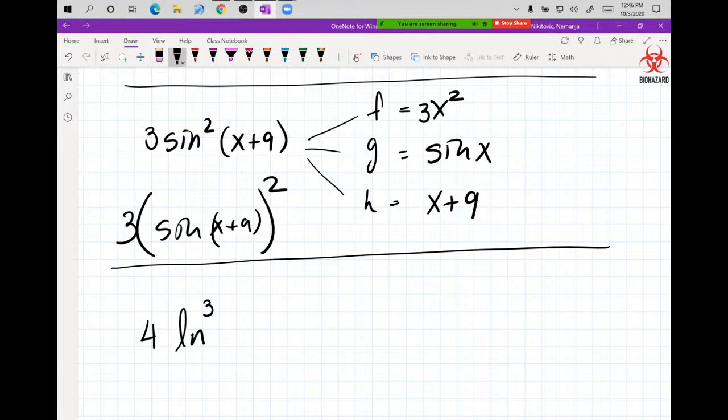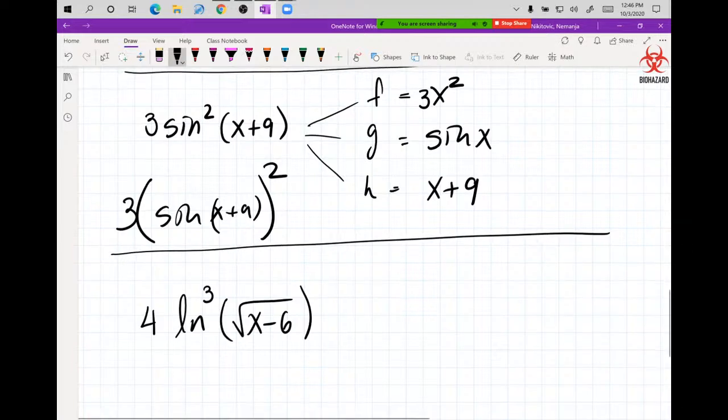4 ln cubed of square root of x minus 6. Just because I can. This is complete garbage. It models nothing. This is just one of those, look, ma, what I can do.